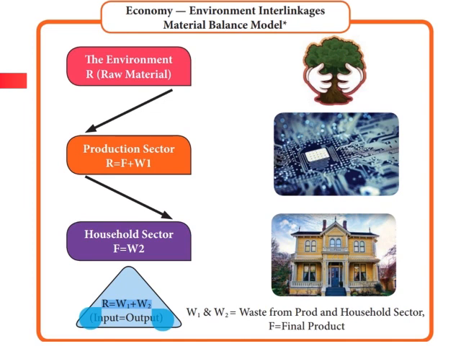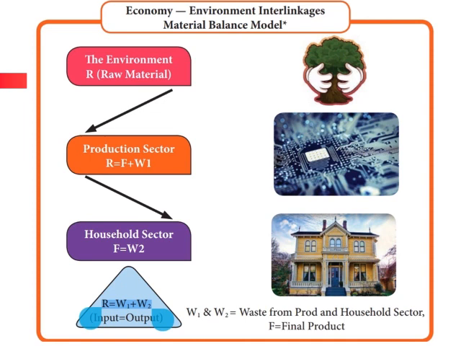Look at the diagram of the material balance model, the linkage between the economy and environment. See the first column: the environment is supplying the raw material R, and these raw materials are sent to the production center, and it is producing final goods along with some waste. They have given this in the form of the equation R is equal to F plus W1. R is raw material, F is final product and W1 is waste from the production sector.